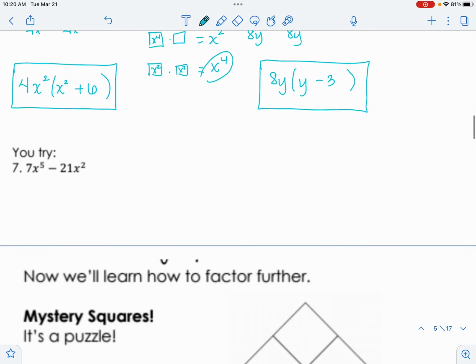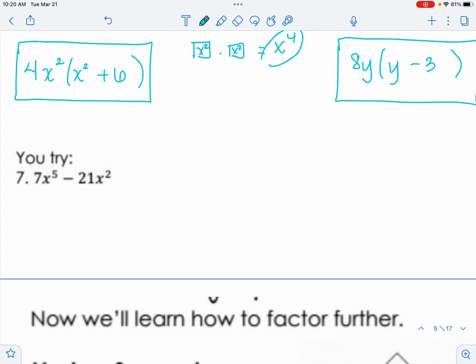So try this one on your own. You can pause the video, and when you are finished or you think you have an answer, then unpause it and check. And that should be your answer.